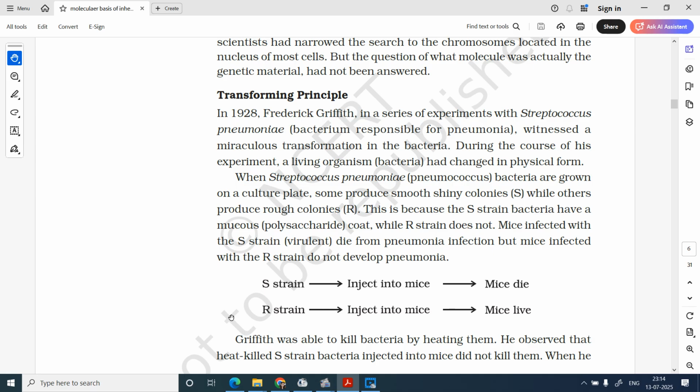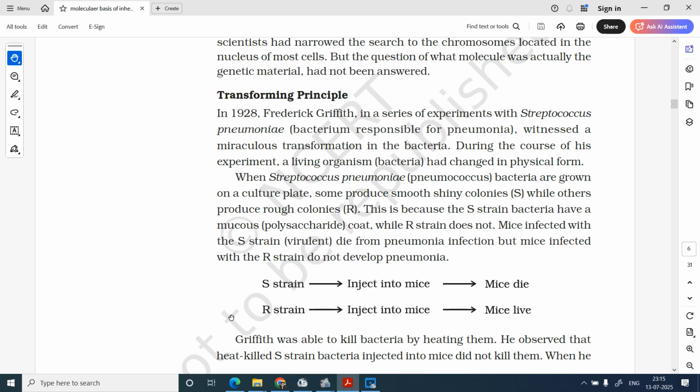Transforming principle. In 1928, Frederick Griffith, in a series of experiments with Streptococcus pneumoniae, a bacterium responsible for pneumonia, witnessed a miraculous transformation in the bacteria. During the course of his experiment, a living organism, bacteria, had changed in physical form. When Streptococcus pneumoniae, pneumococcus bacteria, are grown on a culture plate, some produce smooth, shiny colonies (S), while others produce rough colonies (R). This is because the S strain bacteria have a mucous polysaccharide coat, while R strain does not.